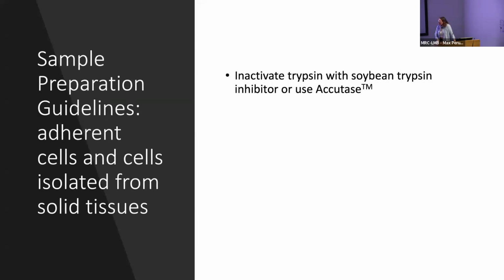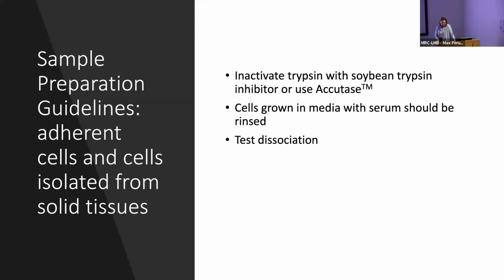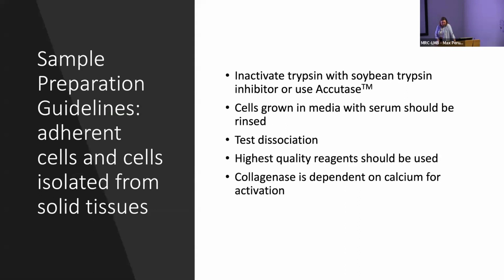All right, a few more tips and tricks. First, if you're using trypsin, make sure you inactivate it with soybean inhibitor, or use Accutase. Cells grown in any media with serum should be rinsed at least twice with PBS prior to dissociation. Make sure you test your dissociation, especially with non-enzymatic buffers relying on chelating agents. Always use the highest quality reagents. I think that probably goes without saying. And finally, remember that collagenase is dependent on calcium for activation.